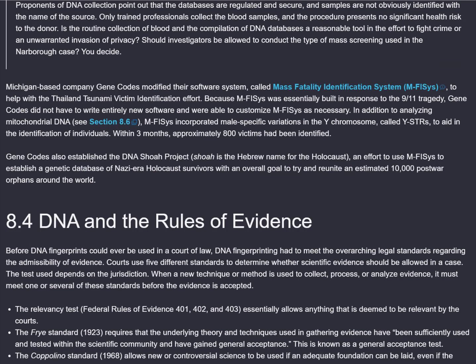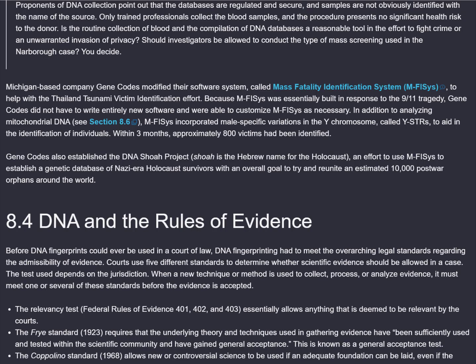Proponents of DNA collection point out that the databases are regulated and secure, and samples are not obviously identified with the name of the source. Only trained professionals collect the blood samples, and the procedure presents no significant health risk to the donor.